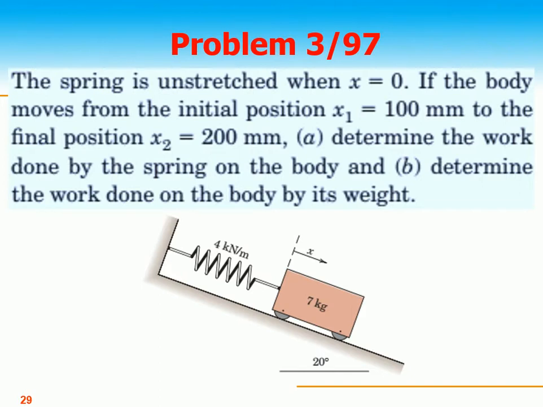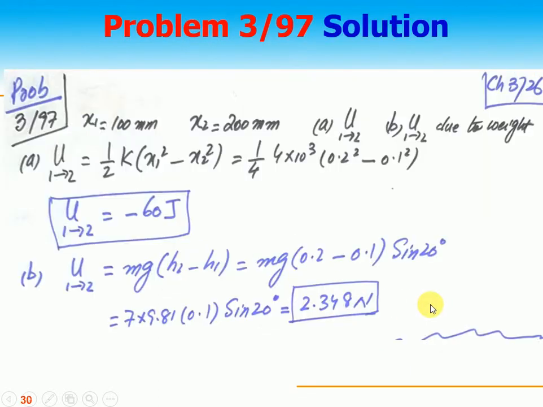The mass is 7 kilograms, the stiffness is 4 kN per meter, and the body is moving on an incline of 20 degrees. So dear students, x1 is 100 millimeters, x2 is 200 millimeters. So there is a movement of about 100 millimeters. We need to find the work done for the change in elastic potential energy and due to weight.